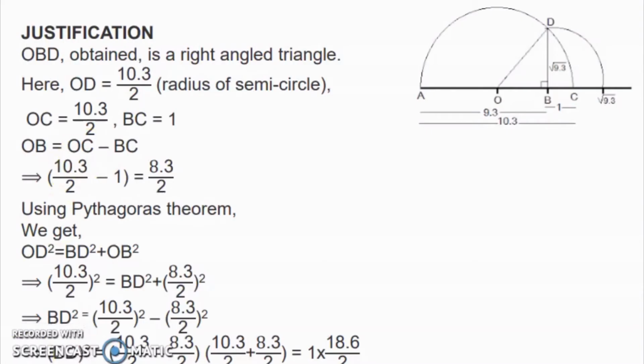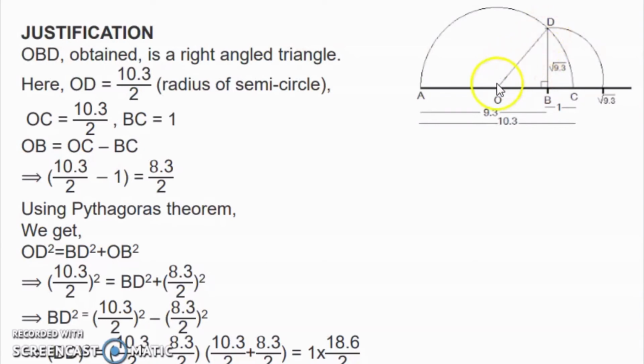Now we are going to see the justification of the construction. Why is this BD root of 9.3? The explanation for that we are going to see. So we have constructed this triangle OBD as a right angled triangle because we have constructed angle B as 90 degrees. So this becomes a right angled triangle, and we can apply Pythagoras theorem in this triangle OBD.